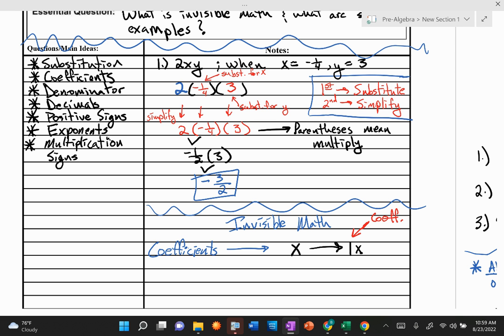Okay, what I'm trying to do with these Cornell notes is give my brain a map that I could follow as best I can and still be able to do the problem or explain it to somebody that was not in class. So I picked one example from the notes that we did. That example was 2xy when x equals negative 1/4 and when y equals 3. If you look on your notes, do you see where we had that problem?